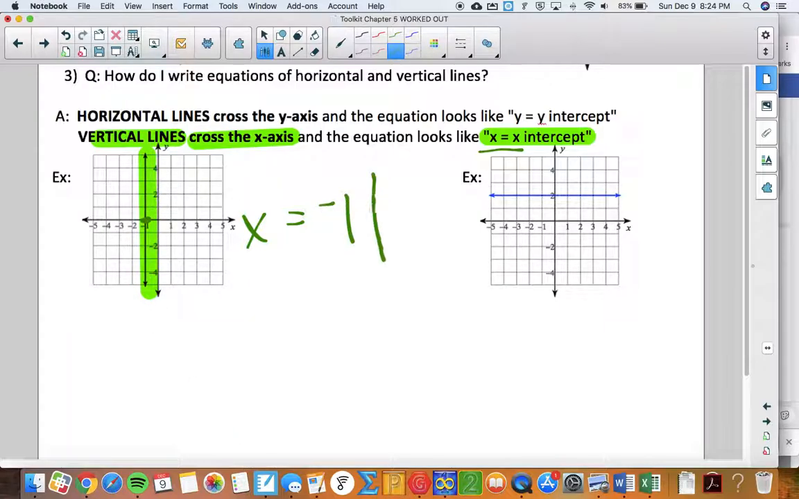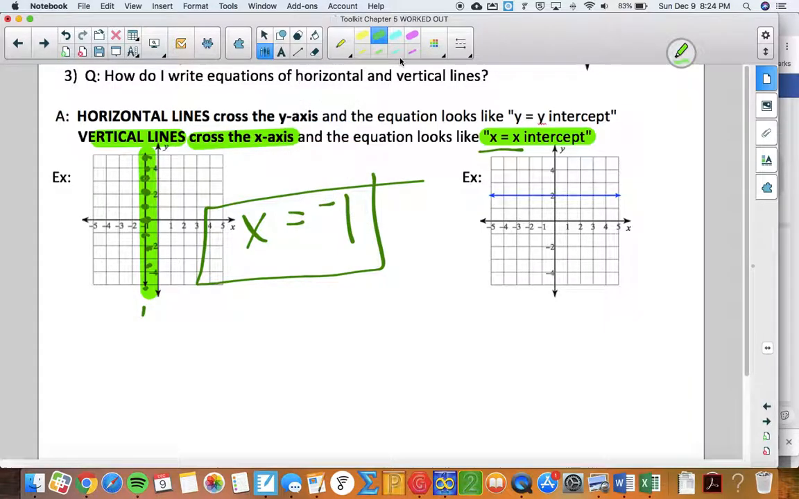And why this is the equation of that line, folks, is it doesn't matter how high or how low the y value is. No matter what, x is always -1 at all these points. That's the rule for any point that's on this line. They don't even talk about y, because y can be anything, but x is -1.